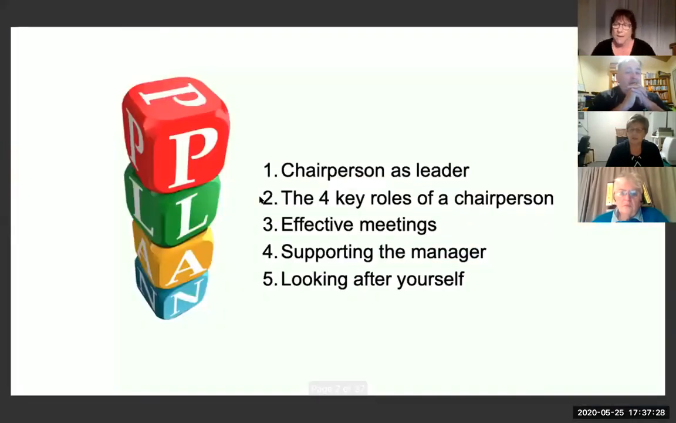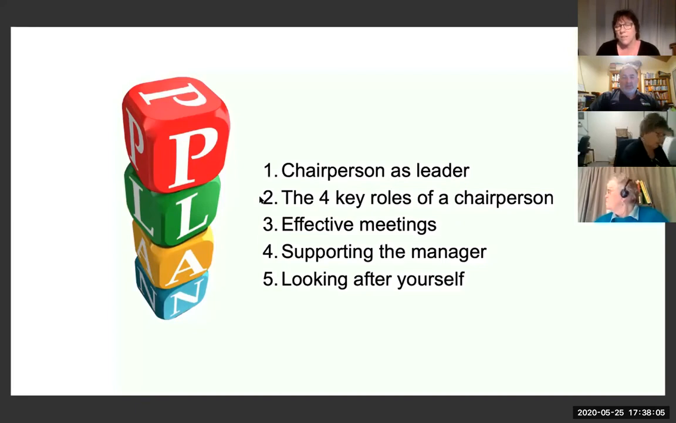And we do have a little bit of a plan for tonight. We're going to have a look at the chairperson as a leader. What does that mean? And I'm going to share with you a framework, the 4 key roles of a chairperson. I really like this framework because it describes what your roles and responsibilities are as a chair. It just helps us to make a little bit more sense of what it is we're doing. We're going to check in on effective meetings and what they look like, as for most chairpersons, their key role is to facilitate meetings. And also, quite often as chairpersons, we by default end up being the manager or the key staff support person. So we're just going to look at that for a short while.